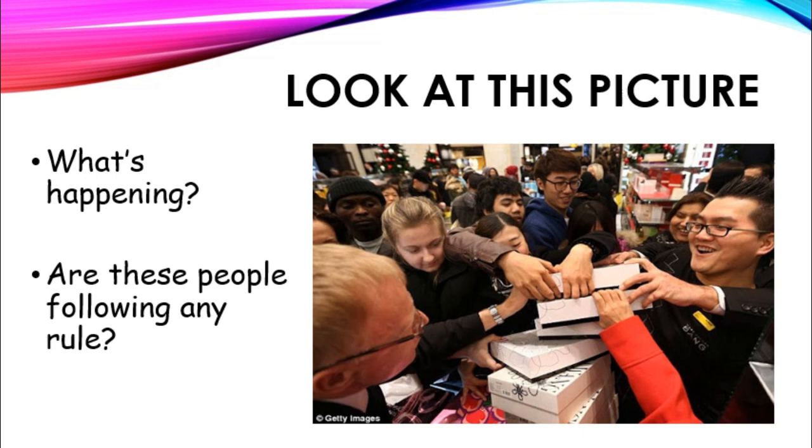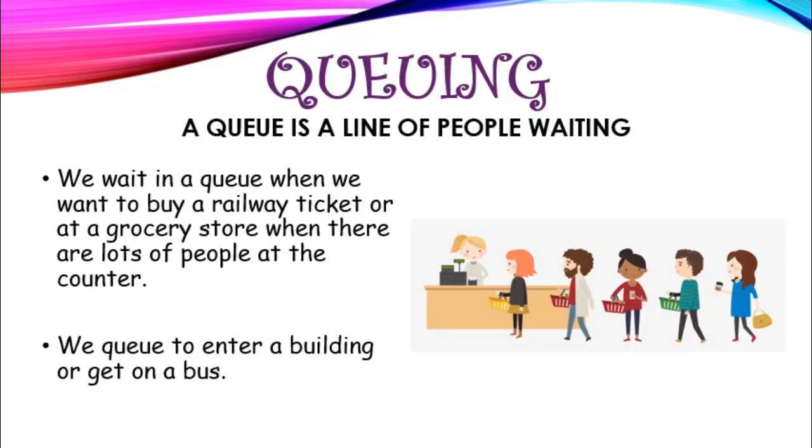Could you suggest them something? Yes, you're right. Really smart idea. Instead of this crowd, they can make a line and get the boxes one by one easily. So here we have another rule of living together happily, and that is queuing.